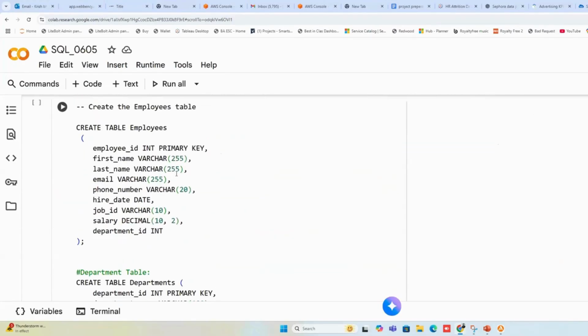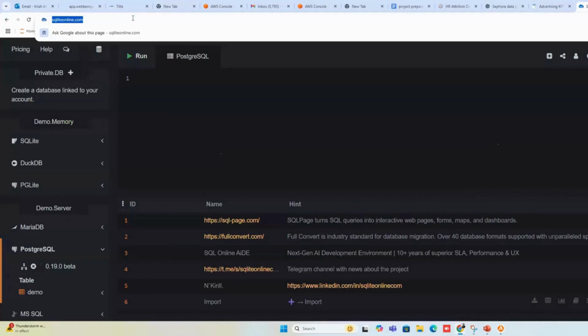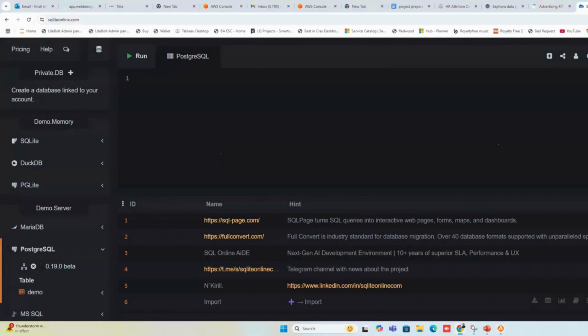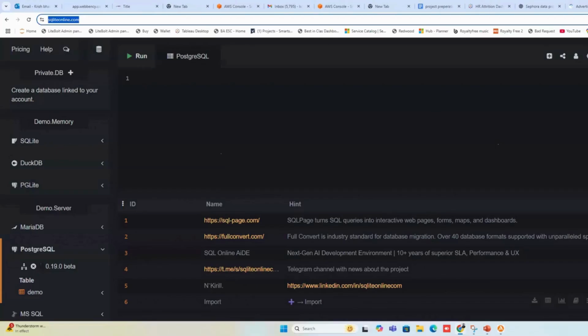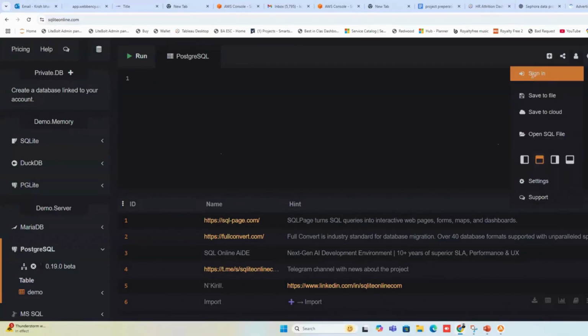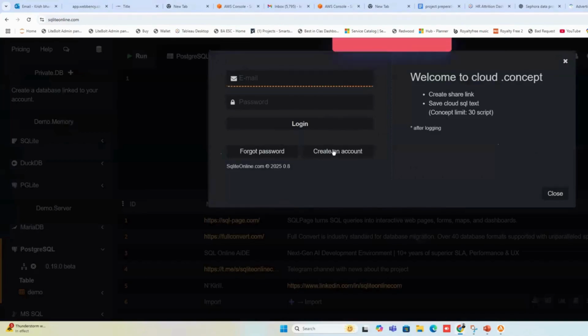All right. Let's start coding. So for coding, I'm going to use an online platform called SQLite Online. I'm going to ping you the link. All right, so how does this work? It is an online platform. Let me just try to sign in.